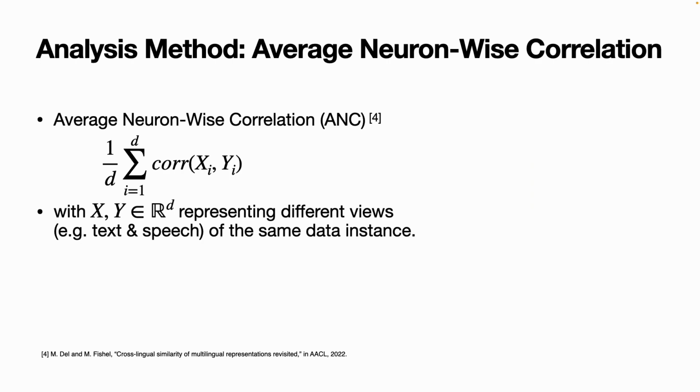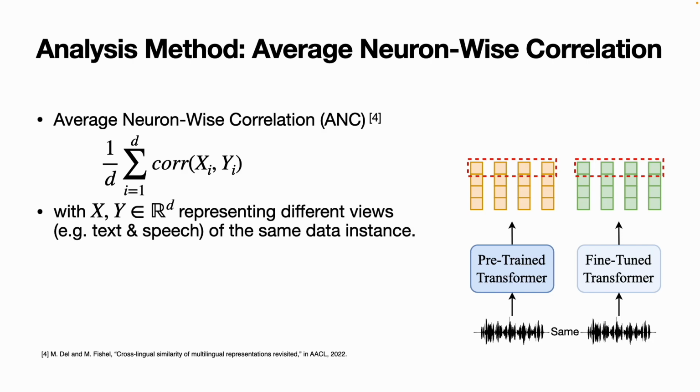You can also use the ANC in a different way. For example, another setup is we use a pre-trained and a fine-tuned transformer and feed exactly the same input to both models. In this case, the ANC scores between the two different representation sequences will evaluate how much the pre-trained and fine-tuned models differ from each other.